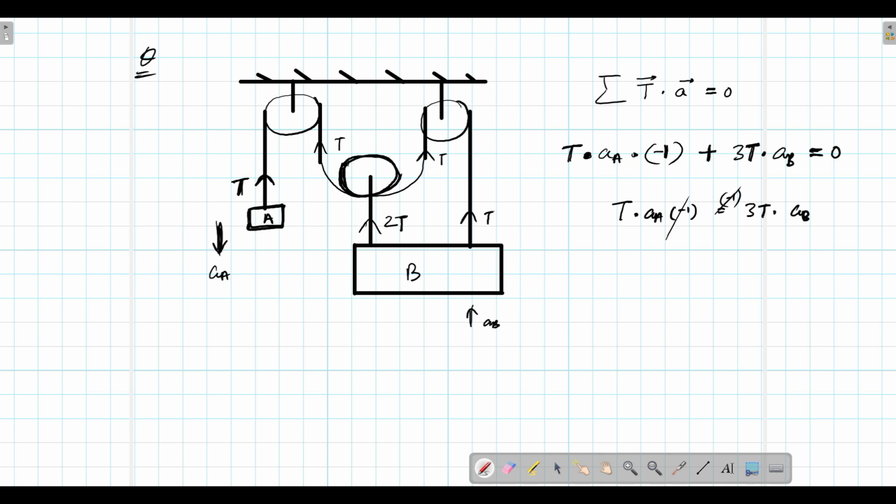So T gets cancelled. Acceleration of A equals 3 into acceleration of B. So that is the relation between the accelerations.